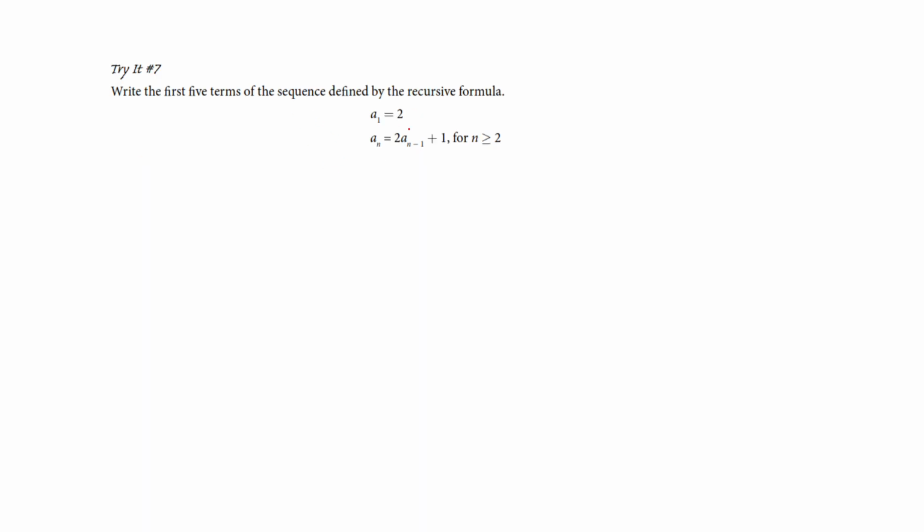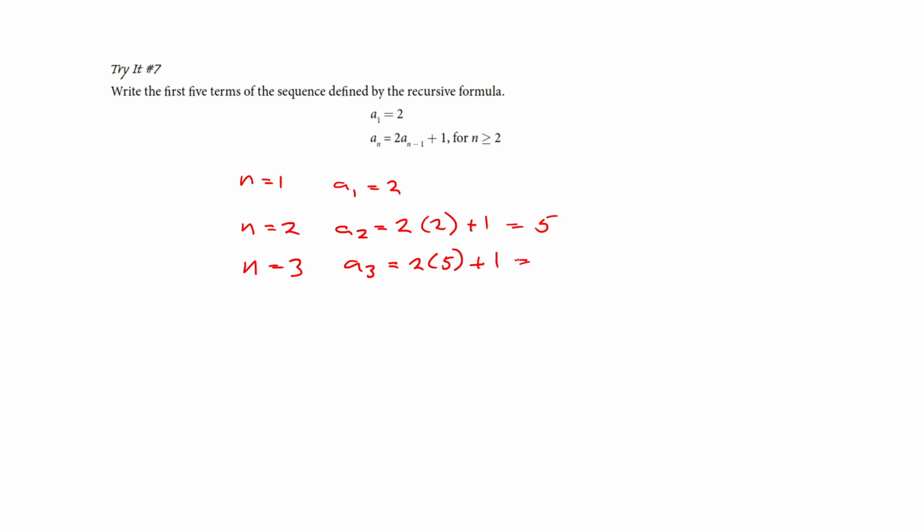Okay, so the same concept here. You can pause it and try this if you want to do it on your own. But so we've got when N is 1, A1 is 2. When N is 2, we get A2 is 2 times what we got in the first iteration, which is 2. So this is going to turn out to be 5. Now round 3 here, A3 is going to be 2 times what we got in the last round, which is going to be 5 for us. It was this number, plus 1, we get 11.